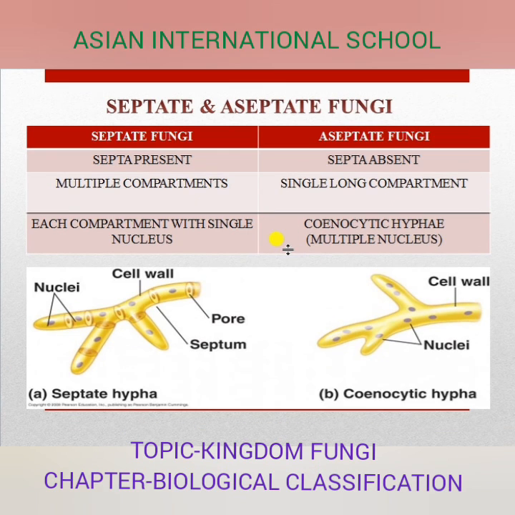In this slide we can see properly the difference between septate and aseptate fungi. It is written: septate fungi means where the septa is present. In case of aseptate fungi, obviously septa is absent. In case of septate fungi, multiple compartments are present due to presence of septa or membrane, because it is differentiating the entire hyphae into multiple compartments. And in case of aseptate fungi, obviously there is a single long compartment through the entire length of the hyphae, because no compartmentalization can be found.